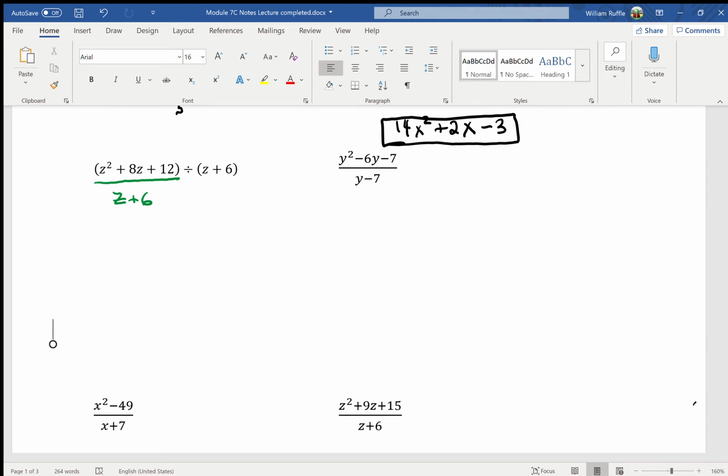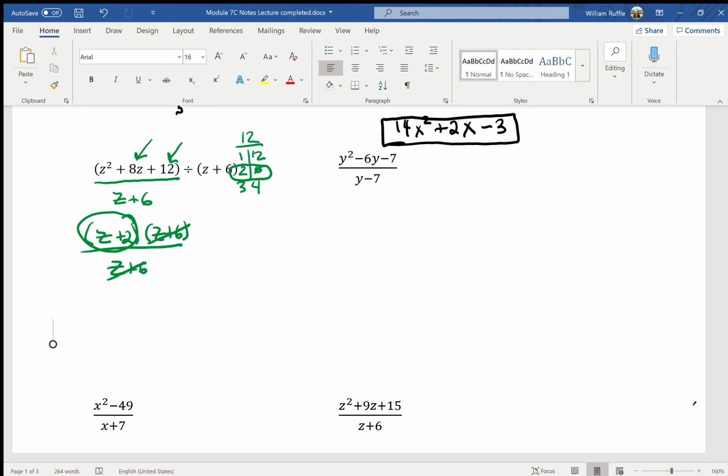When I do this, I have to find the factors of 12 that add up to 8. If I look at the factors of 12, I have 1 and 12, 2 and 6, 3 and 4. Clearly 2 and 6 is the correct pair. Now since it's a 1z squared, this is the easy factoring where we literally just split up the middle term using the 2 and the 6. So it's z plus 2, z plus 6, all over z plus 6. And just like we learned earlier in chapter 7, the z plus 6's go away, so my answer is just z plus 2.